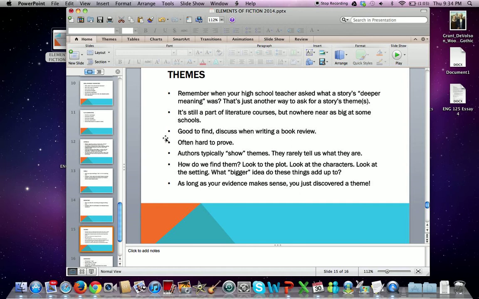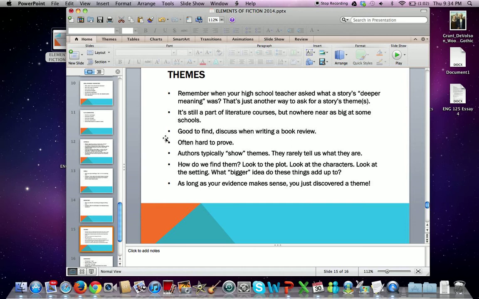Remember when you were in high school and a teacher asked you what a story's quote-unquote deeper meaning was? That's just another way for her to have asked for the story's themes, or theme. It's still part of literature courses. We still want to see if we can have you construct meaning. So you try to explain what the story's about or what the themes are, by studying different parts of the story.